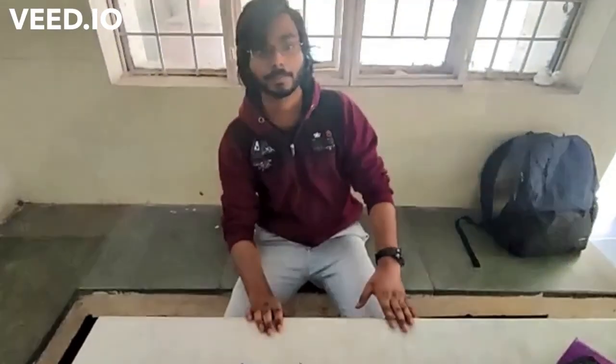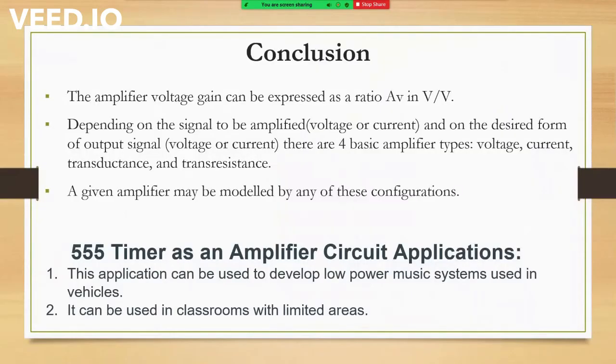Thank you, sir. Now, this is the concluding slide of our project. We saw that the amplifier voltage gain can be expressed as the ratio of Av in V by V, depending on the signal to be amplified, voltage or current, and on the desired form of output signal. There are 4 basic types of amplifiers: voltage, current, transconductance, and transresistance. A given amplifier may be modeled by any of these configurations.